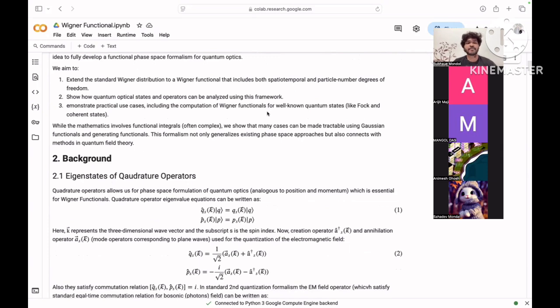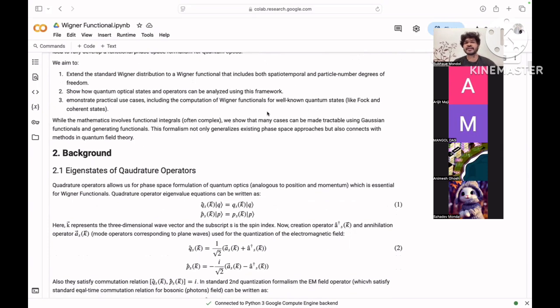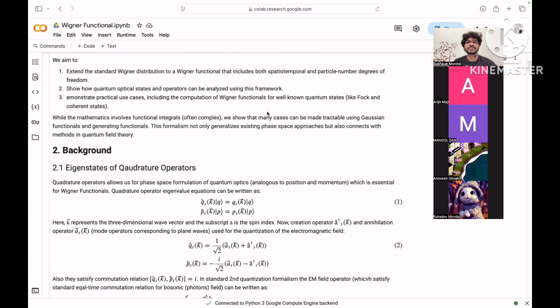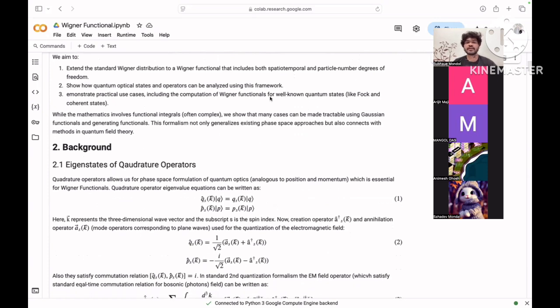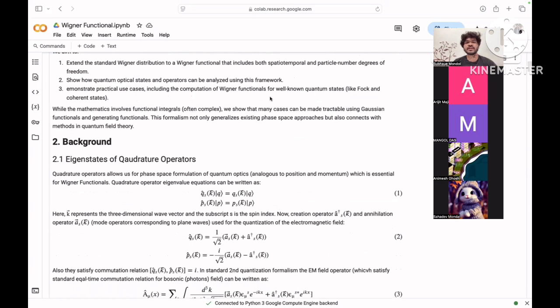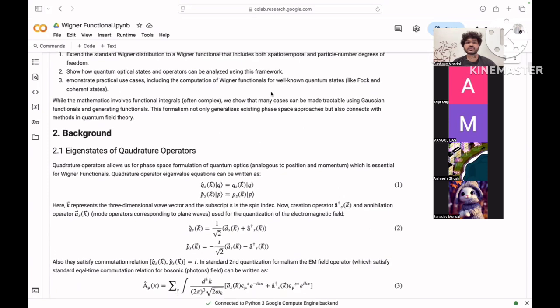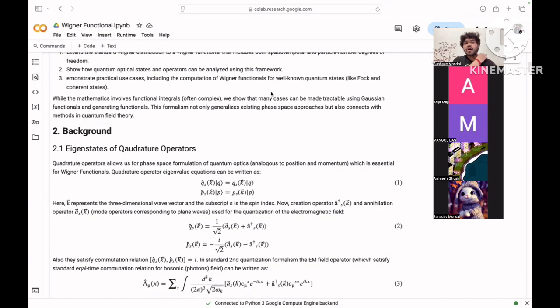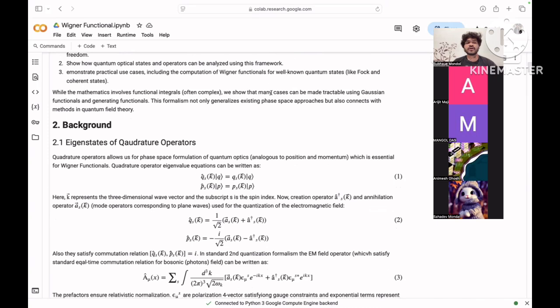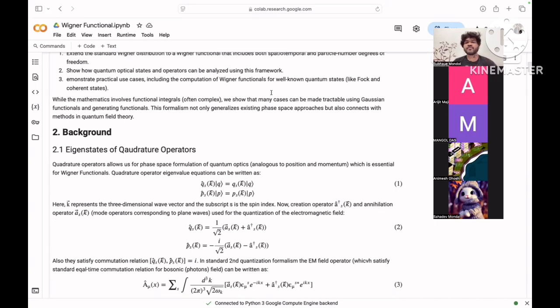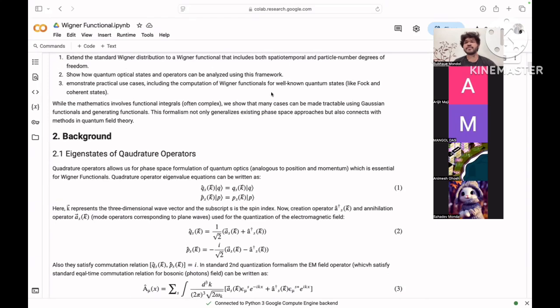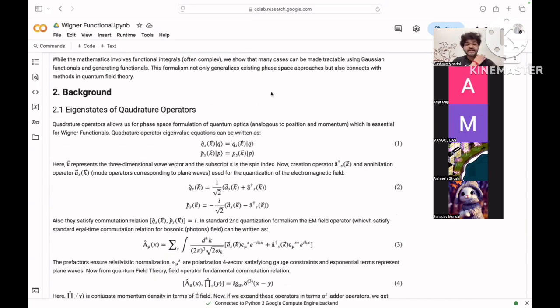Our primary aim after reading this paper is to understand how to extend the standard Wigner distribution to a Wigner functional that includes both spatiotemporal and particle number degrees of freedom, and show how quantum optical states and operators can be analyzed using this framework. Also, to demonstrate practical use cases, including Wigner functionals for various well-known quantum states that will be discussed by my friends later in this part. So first, let us walk through the basic background that is needed for the Wigner functional theory.